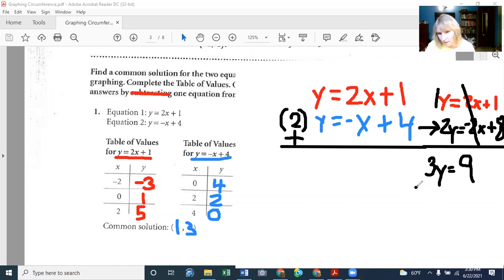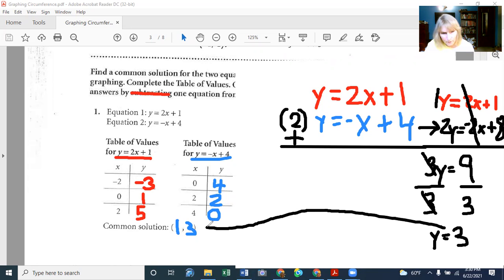So we're going to divide by 3 because we want to get y by itself. Whatever you do to one side, you do to the other. We're going to divide by 3. The 3's are going to cross off, and I'm going to be left with y equals, and do the math, 9 divided by 3 is 3. So that is what we got over here for our intersecting point for y. We got 3. Now, how do we get the x?